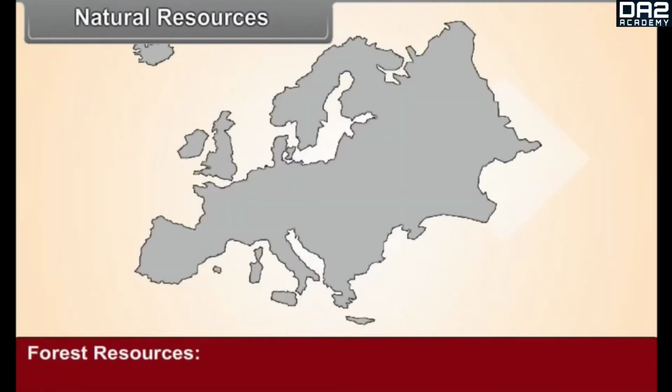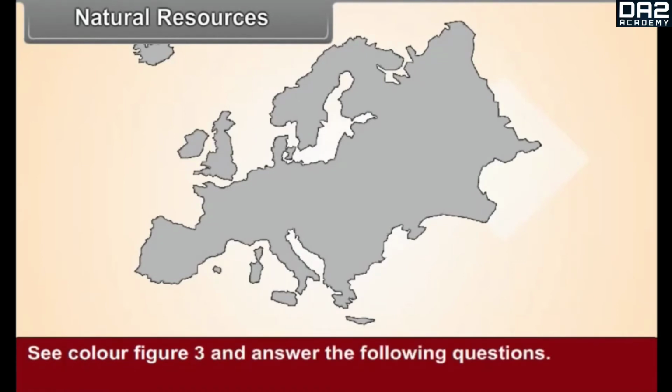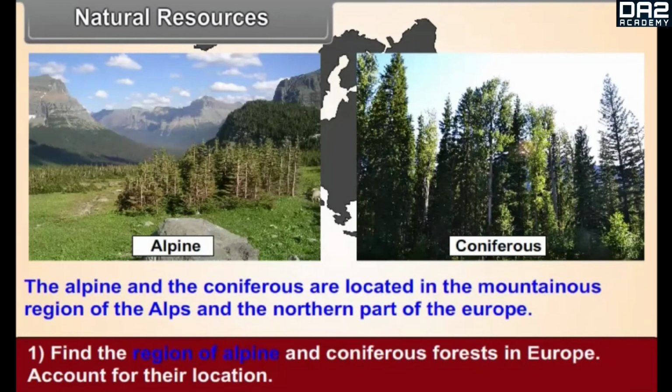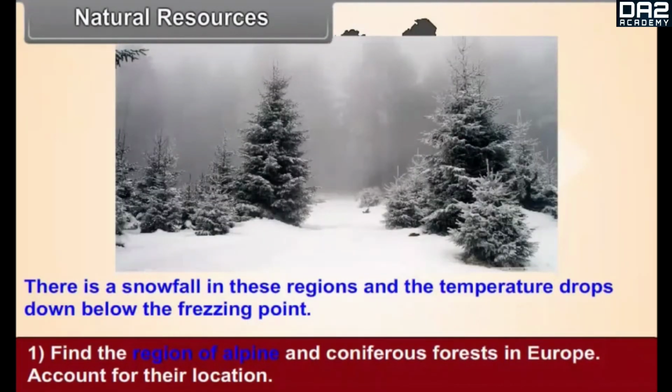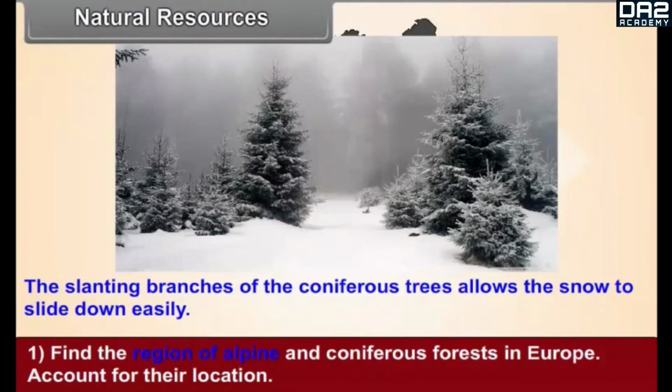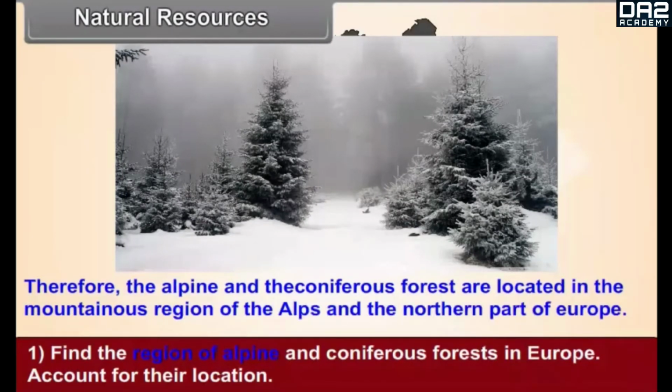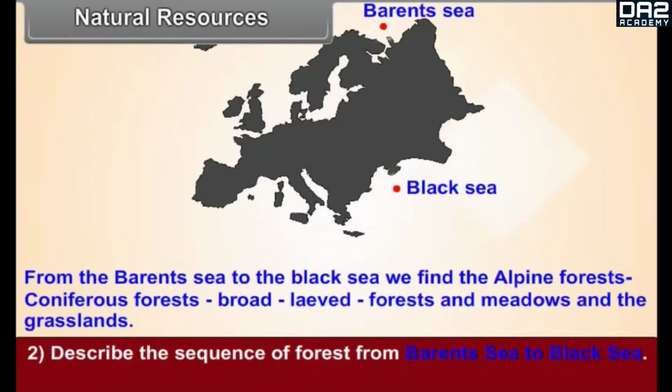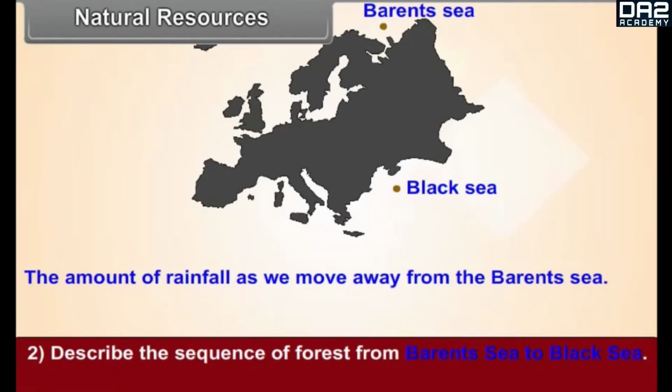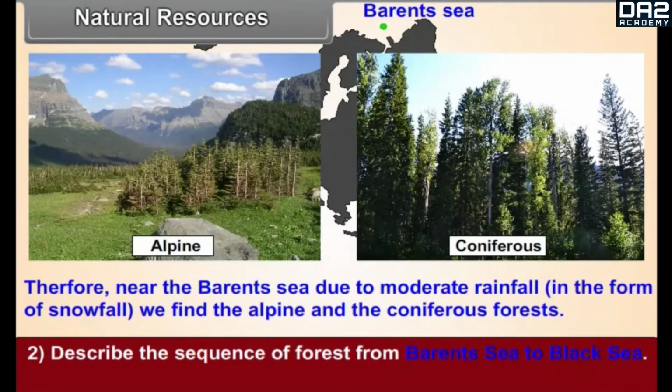Natural resources. Forest resources. See color figure 3 and answer the following questions. Number 1. Find the regions of alpine and coniferous forests in Europe. Account for their location. Number 2. Describe the sequence of forests from Barents Sea to Black Sea.